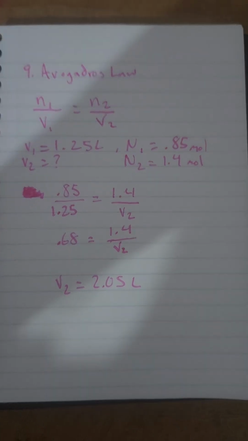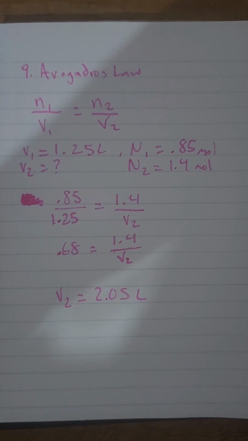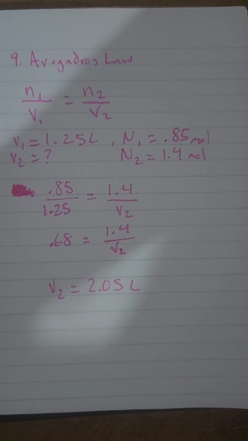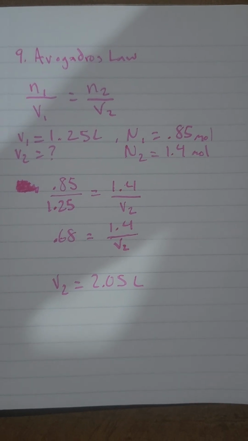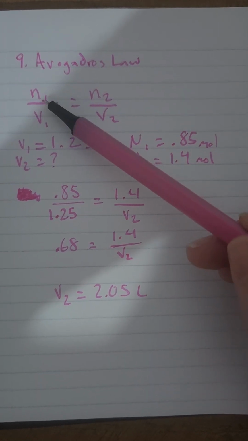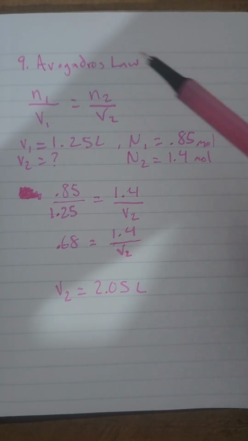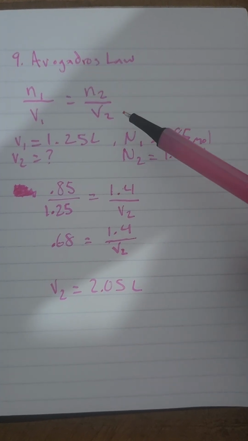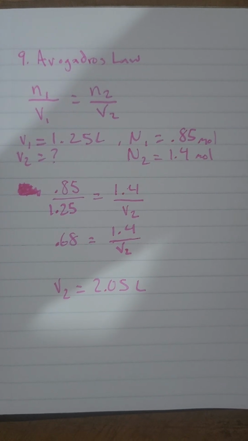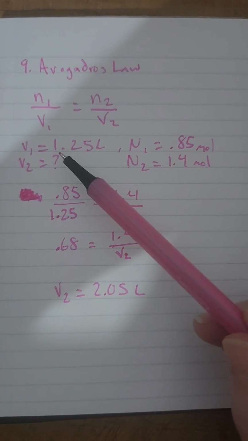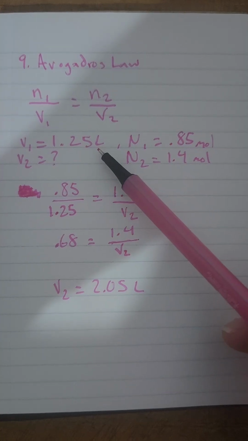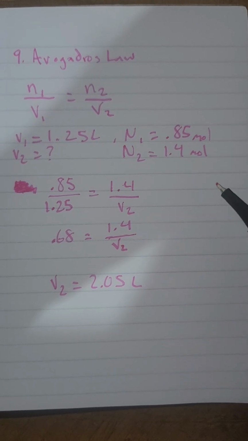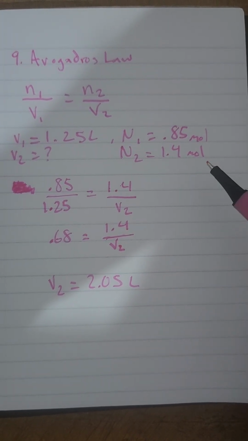For this next one, we're going to be using Avogadro's law, which states that volume and moles are directly proportional with constant pressure and temperature. So it can be written as N1 divided by V1, which is the amount of gas and the volume of gas, equals N2 divided by V2. So we have V1, which is 1.25 liters. We have N1, which is 0.85 moles of the gas, and we have N2, which is 1.4 moles, so we're looking for V2.